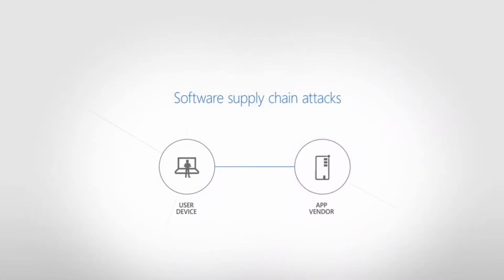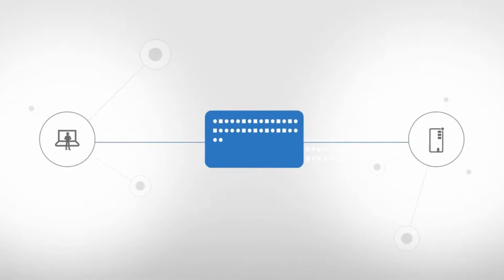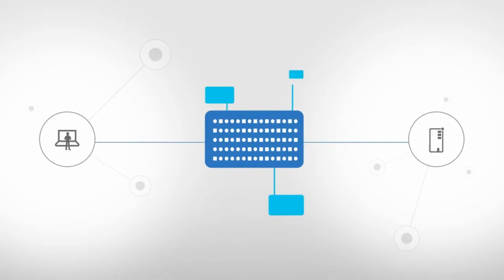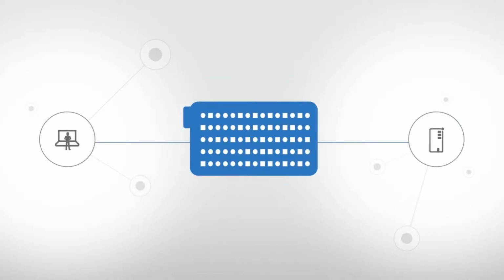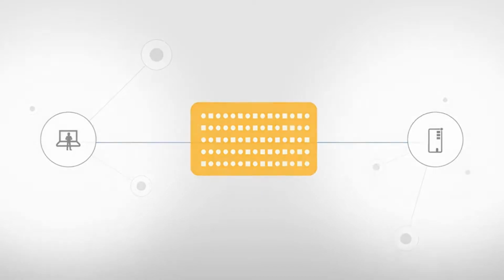Called software supply chain attacks. Attackers target software developers and suppliers, seeking access to source codes, build processes, or update mechanisms. The attacker's goal is to infect a legitimate app to distribute malware.